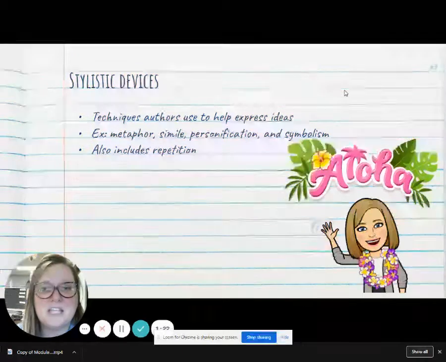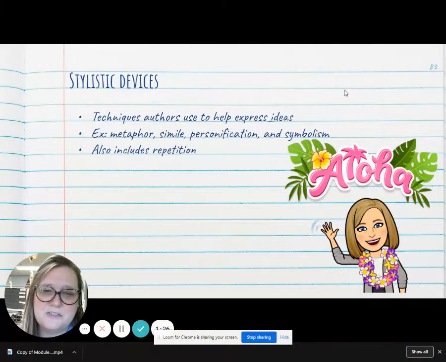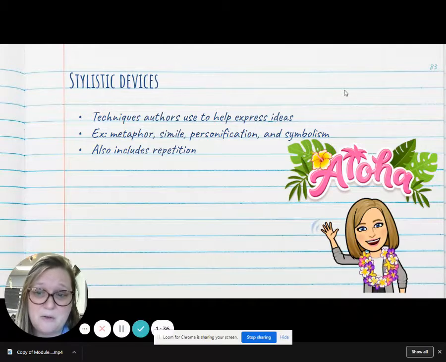Maybe this is the first time you've heard the term stylistic devices. These are techniques that authors use to help express their ideas. Some examples of stylistic devices would be metaphors, similes, personification, and symbolism. Those are the ones that we've already talked about. One we didn't really talk about that should be reviewed for you from elementary school is repetition.